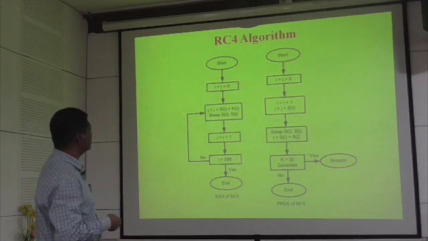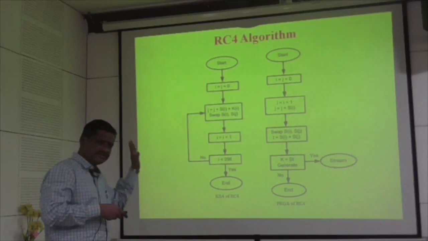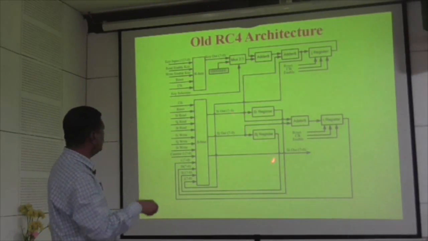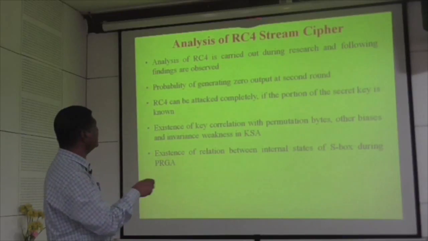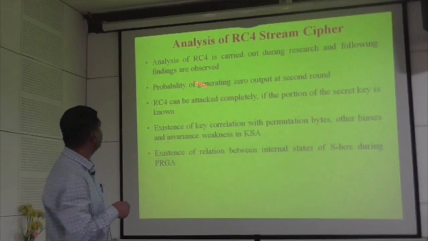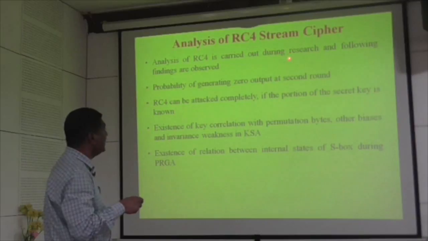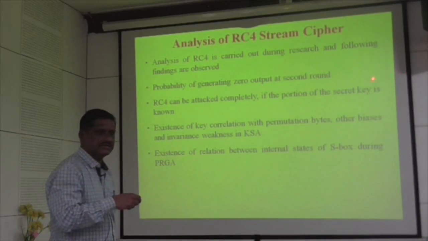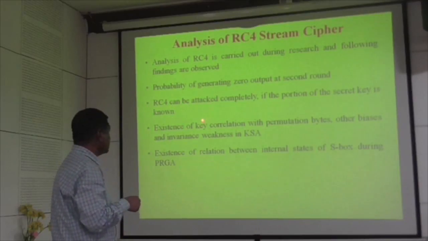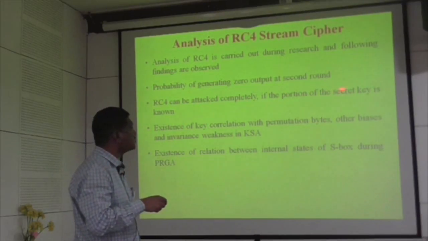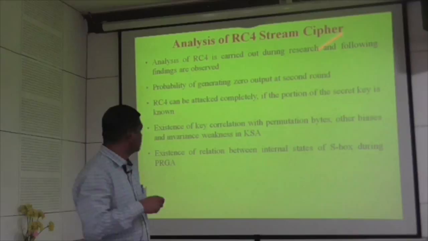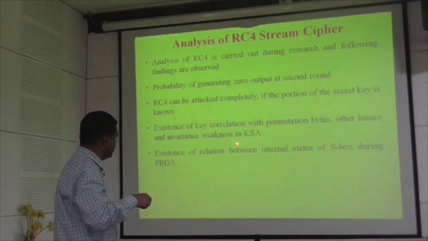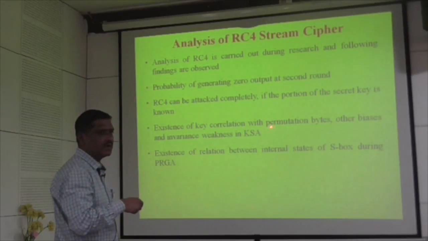In this case, a lot of research work has gone on this particular algorithm. This is the original algorithm, then this is the old architecture used for it, and this is the analysis of this particular cipher. Analysis shows that there is a probability of generating 0 output at the second round. This is the drawback of RC4. RC4 can be attacked completely if some portion of the key is known. Then the existence of key correlation is there.